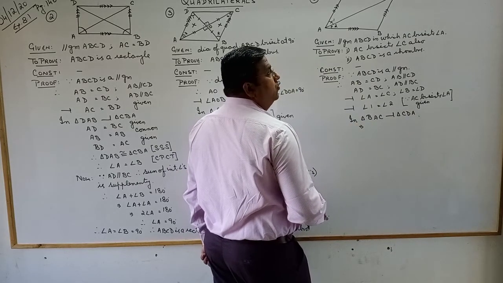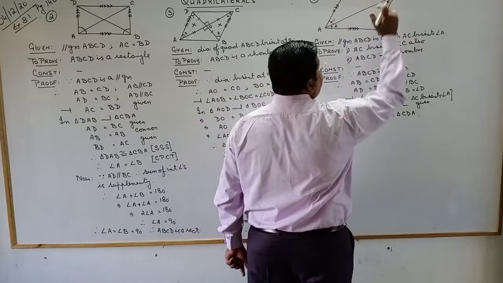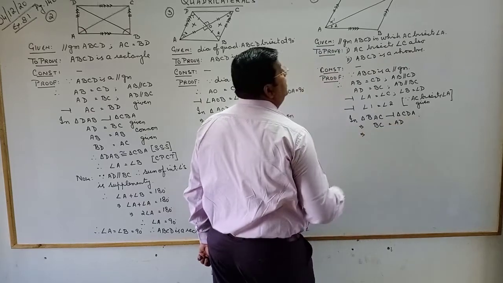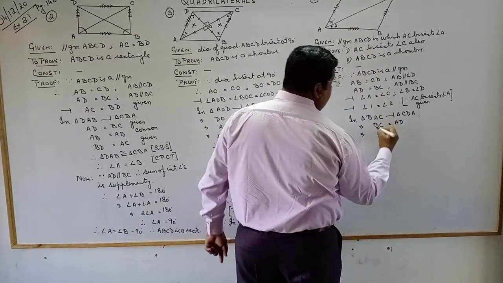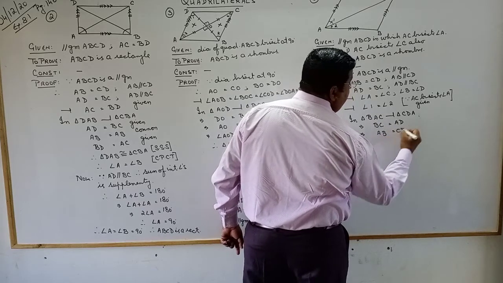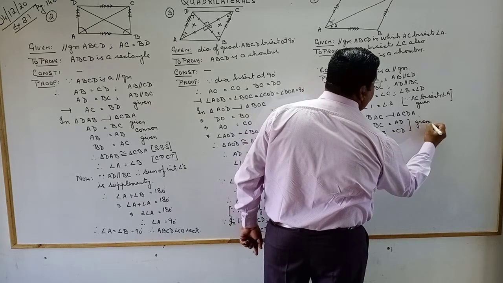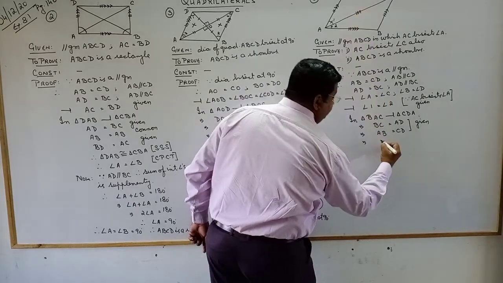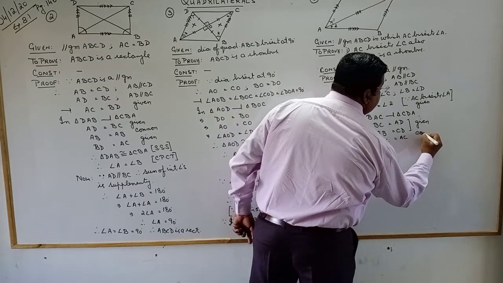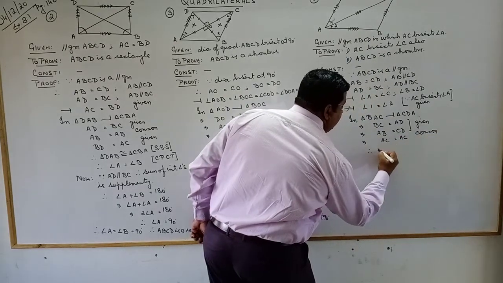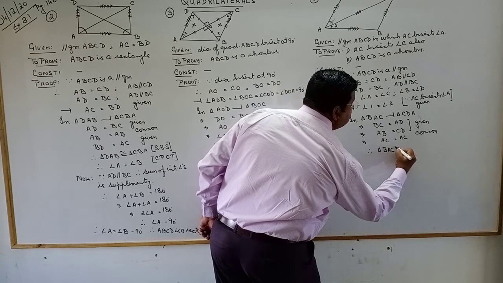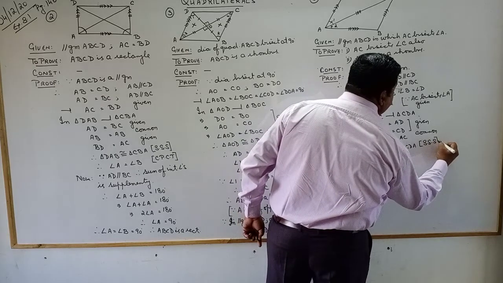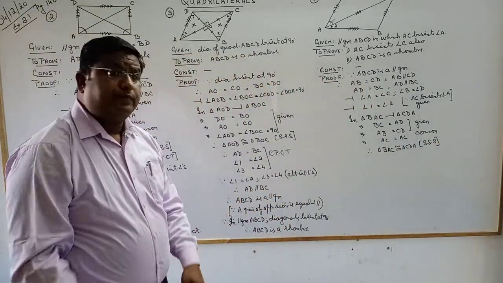What things are equal? Can you see AD equals BC? BC is equal to AD. Can you see that AB is equal to CD? Both of them are given to us. And lastly, is this side AC common? AC is equal to AC, that is common. So therefore, triangle BAC is congruent to triangle CDA by what congruency? SSS.